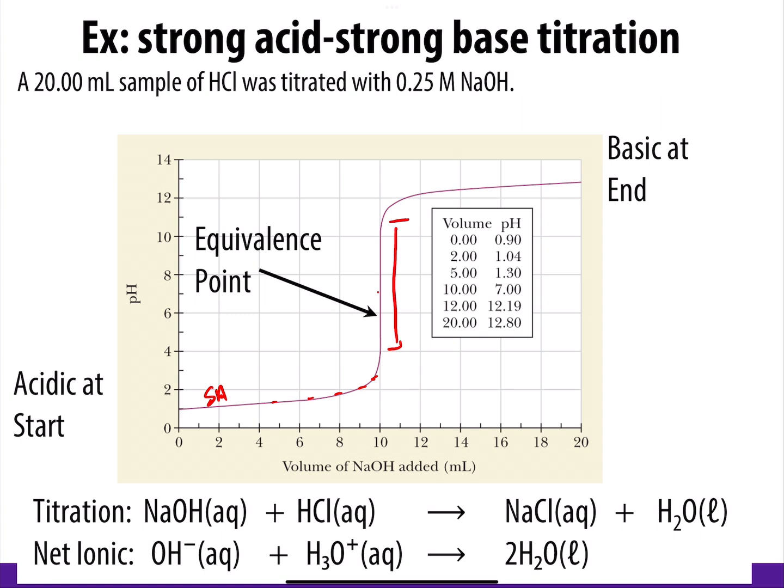We still have at the equivalence point a perfect pH of exactly 7.00 because the product here is NaCl, a neutral salt. Or again, in the net ionic equation, the product here is just pure water. So we just have a solution of pure water at the equivalence point. Afterwards, we end up with this excess strong base.